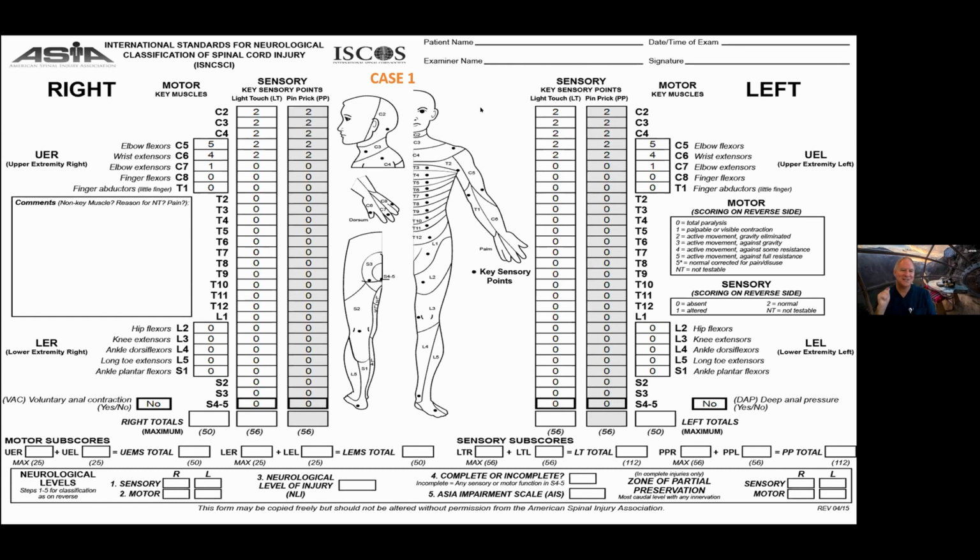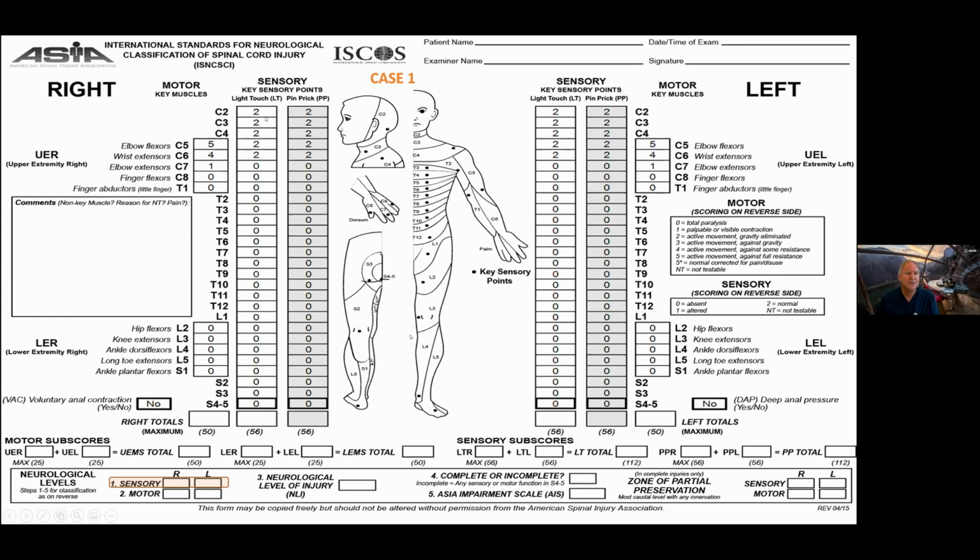So let's start with this case. You're going to help me work my way through case 1, okay? These are our findings. Somebody had already gone through and recorded these for us last year. And so I want you to start off, as we would do through our usual ASIA or ISNCSCI determinations, with this: what would you call the right side sensory level for this individual?